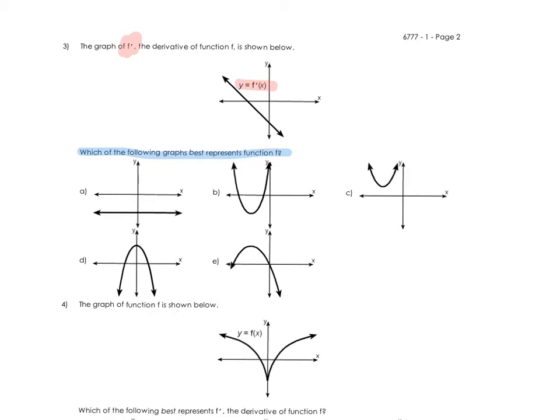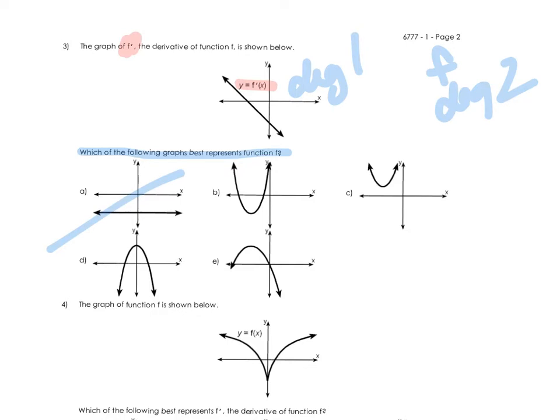If the derivative is a diagonal line, then the function would have had to have been a parabola. This is a degree of 1. So knowing the power rule, that means we went down 1 to get there. So the degree of f has to be 2. So I'm looking for a parabola.